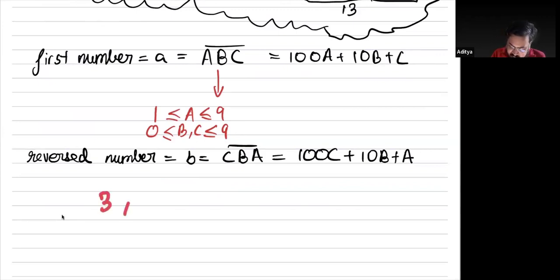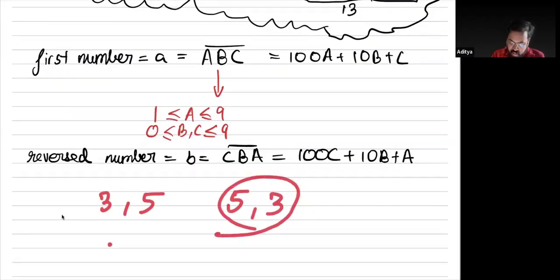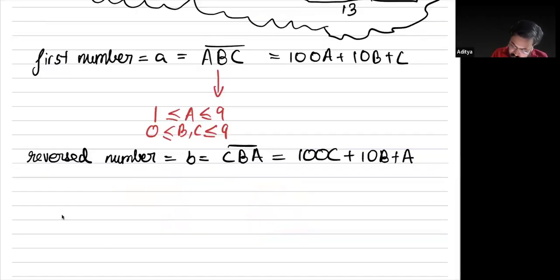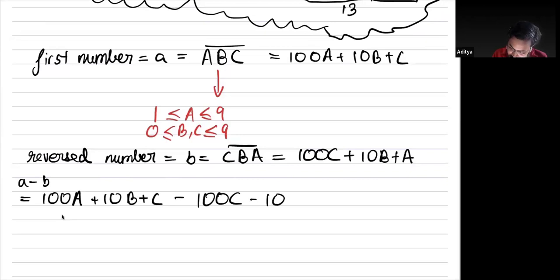So the difference of 3 and 5 is always 2. If I say the difference of 5 and 3, you will say 2 only, correct? So what you have to do is just subtract B out of A and leave it as it is. So 100A, so A minus B will be equal to 100A plus 10B plus C minus 100C minus 10B minus A. And this quantity is either equal to plus or minus 594.